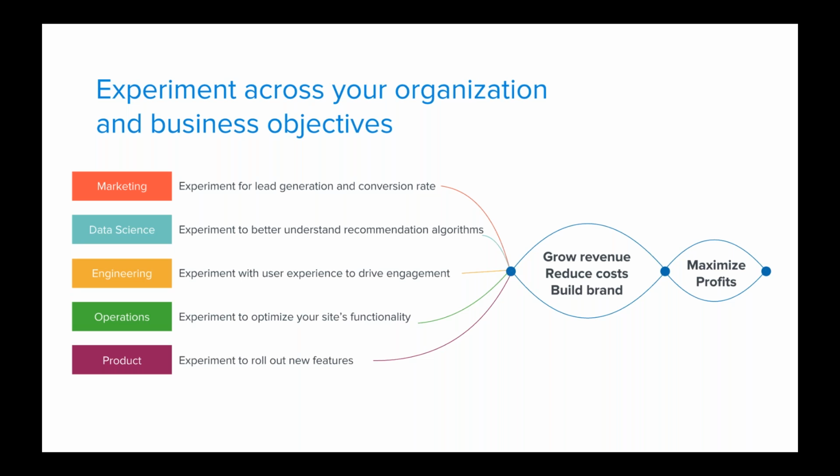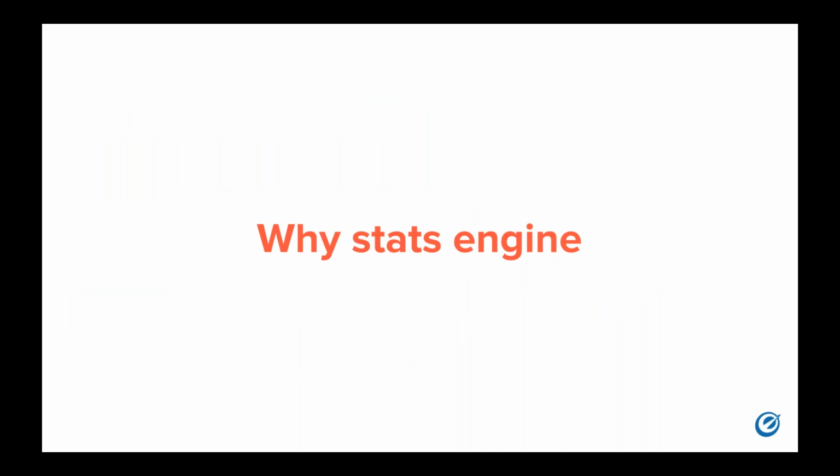The operations team can really think about how they handle page load time as well as CDN caching, for example. And then the product team can think about rolling out new features. And the whole organization can come together and hopefully drive things like revenue, reduce costs, and just build a brand. And hopefully this should all equate to maximizing profits.